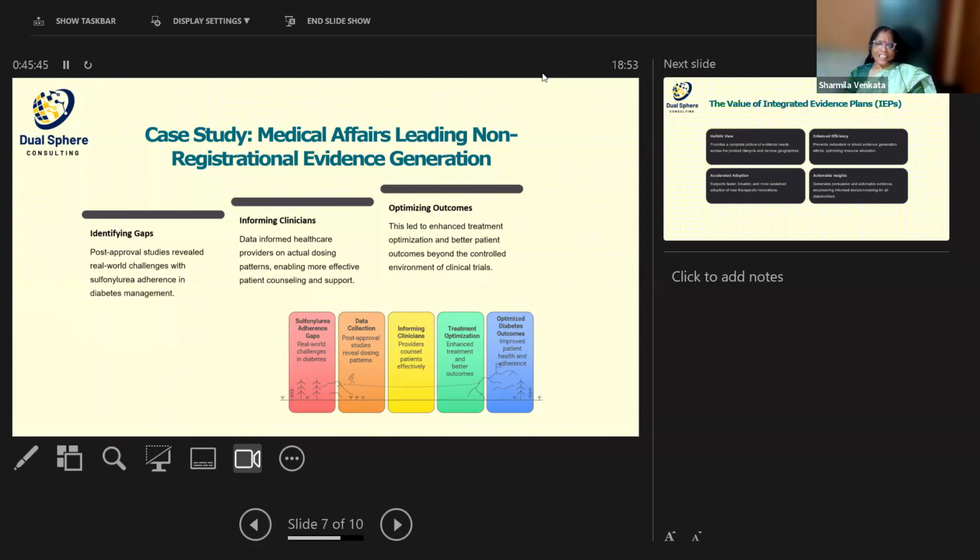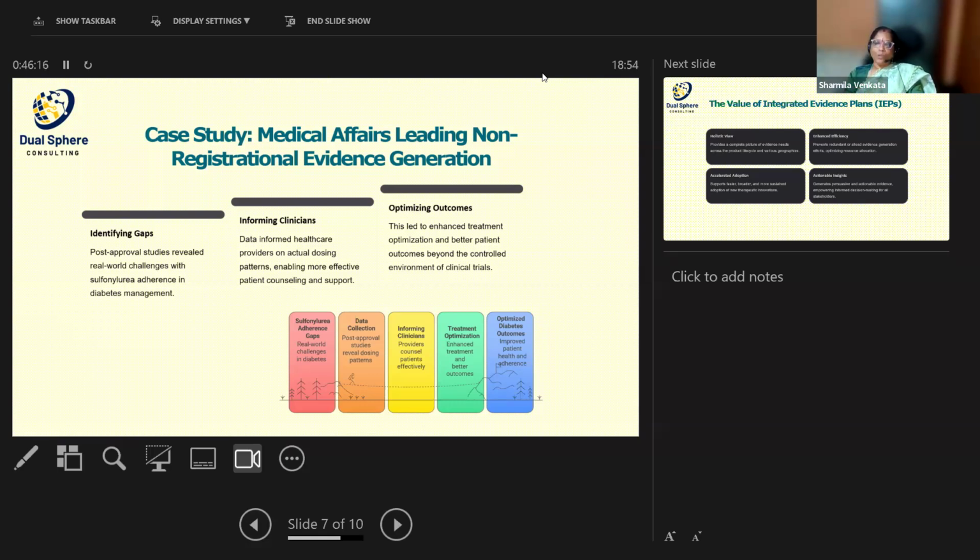So, if you see the core story arc here, the problem is patients not taking medicines as prescribed. The action is to collect real world data to uncover the reasons. Then equip clinicians with this information. And what is the result? Better patient counseling, improved adherence, and ultimately better health outcomes.